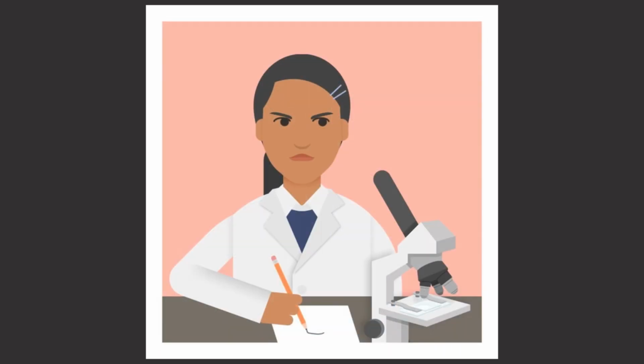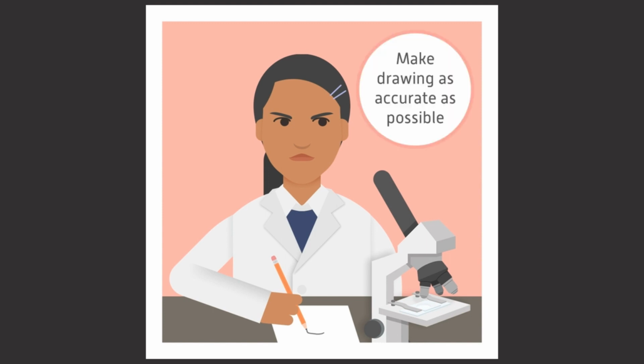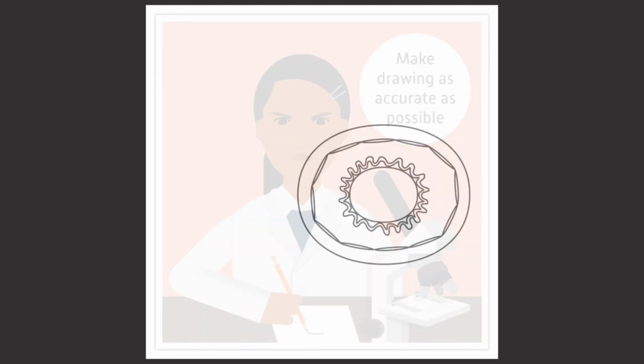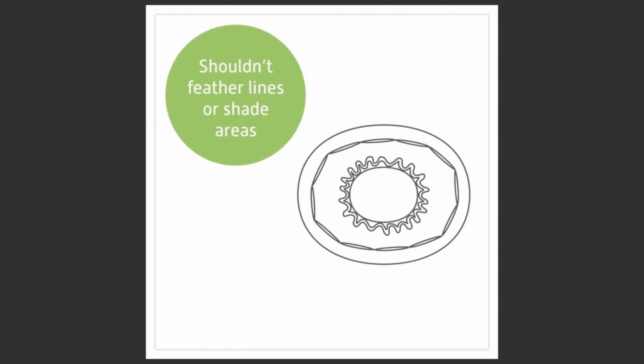Drawing a scientific drawing is a tricky skill to master, as you have to look down the microscope and draw at the same time. It's important to make the drawing as accurate as possible, so you'll have to keep looking from the microscope to your paper many times. Draw the outline with clear, bold lines. You should not feather the lines or shade in areas like you might in an art lesson.